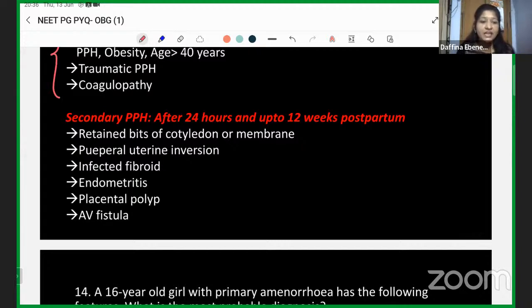Second thing, if there is a uterine inversion that occurs in the immediate puerperal period. Third thing, if there was a fibroid that was complicating pregnancy, that got infected, and that can predispose to a secondary PPH. Endometritis, any form of infection in the decidua, either because of unhealthy decidua or membranes, that can predispose to secondary PPH. Placental polyp, sometimes a placenta can have an accessory cotyledon or an accessory polyp. So when we are removing the placenta, we might not have noticed that polyp. So that will be present inside, and that can cause the bleeding. So last thing, if there are any arteriovenous malformations, AV fistula, all these can cause the secondary PPH.